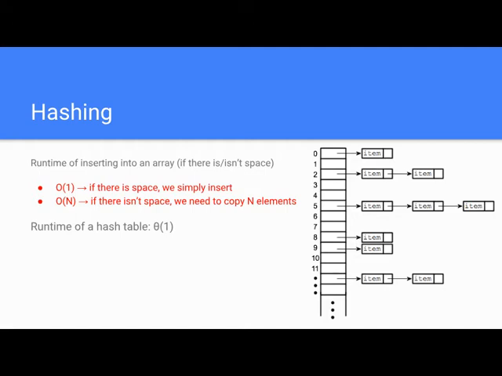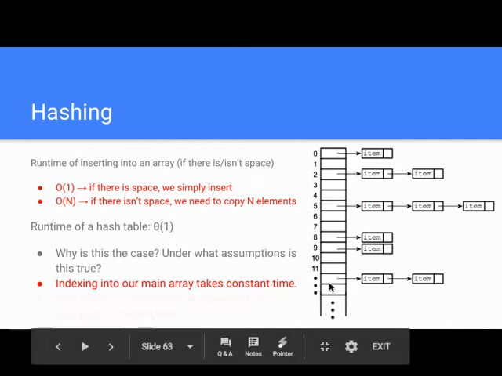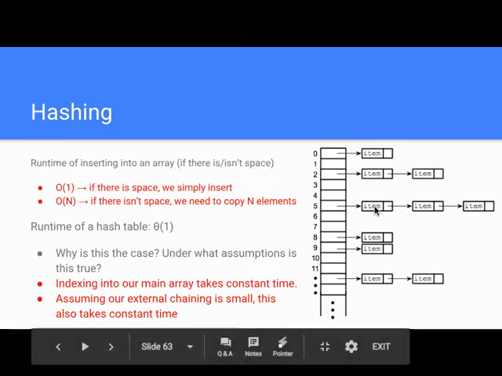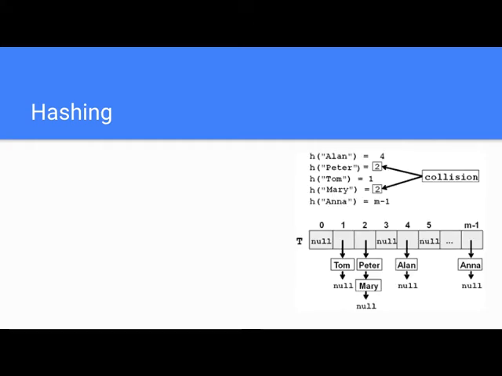The runtime of a hash table is constant time. Why is this the case, and under what assumptions is the runtime of a hash table constant? The reason is indexing into the main array, like we have our array here. This takes constant time. And then, assuming our external chaining is small, we can keep our search in linear time. When I say external chaining, I'm talking about this here. If this chain outside of the bucket of the array is small, finding an element in a hash table takes constant time.